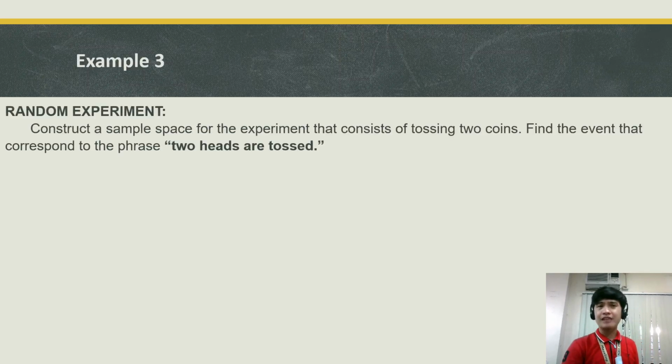So, again, this is the tabular method in determining the sample space for example number 3. Okay, so we still have the same example. We are still going to use the same example in this part, but we will use another way of determining or representing the sample space of a given experiment. Again, same example. Construct a sample space for the experiment that consists of tossing 2 coins. Find the event that corresponds to the phrase 2 heads are tossed.